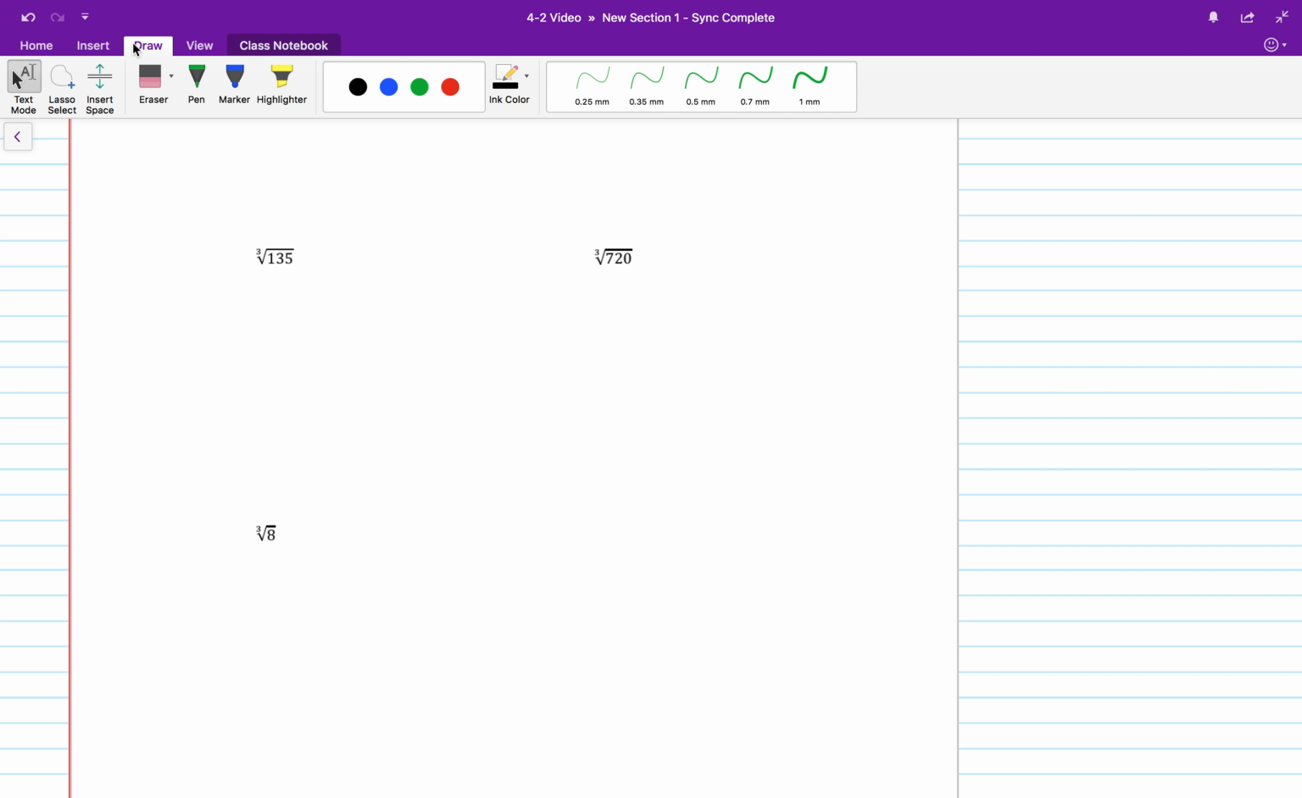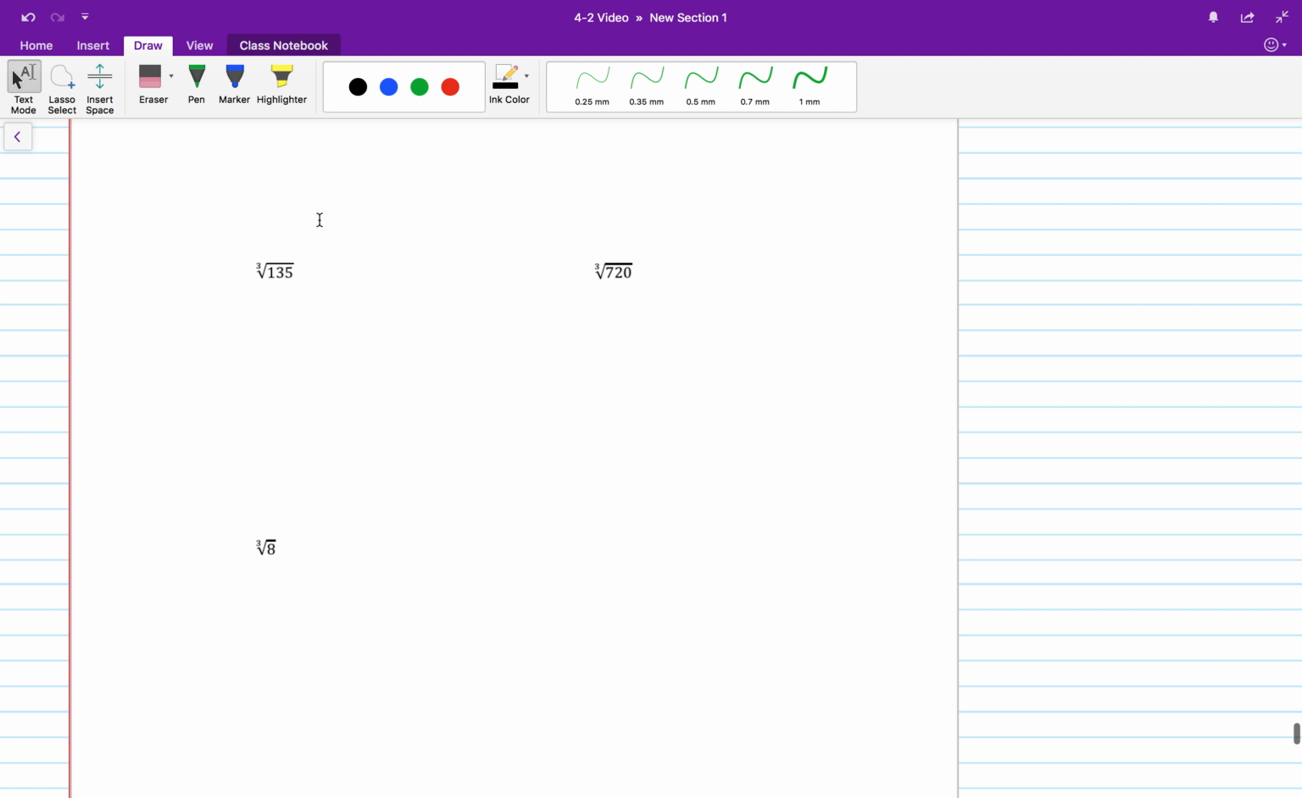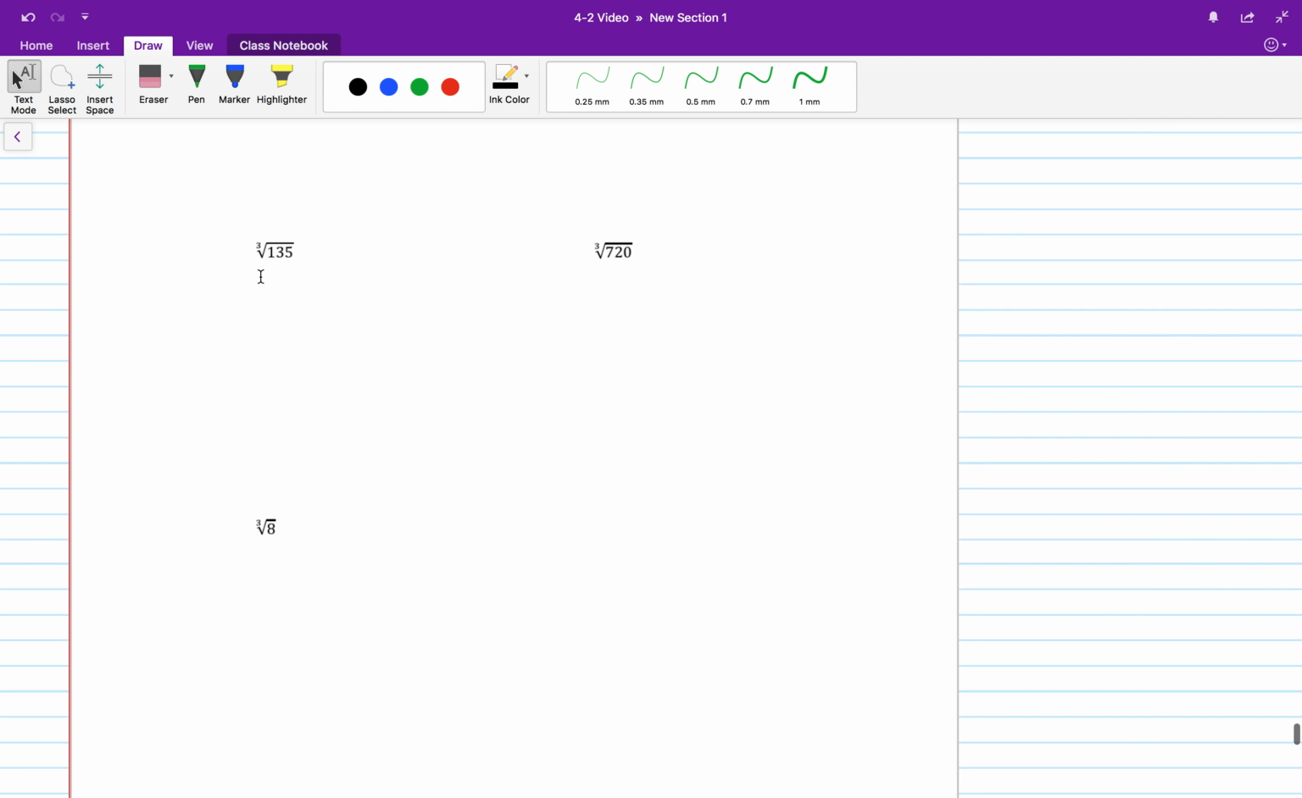All right, now let's try to reduce radicals that aren't square roots. Our first two examples had square roots, just the root symbol, nothing up top. Now we're going to do cube roots. The little 3 there stands for cube. It doesn't mean 3 times the square root of 135. It means the cube root of 135.